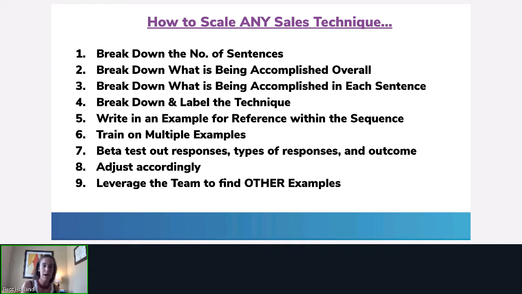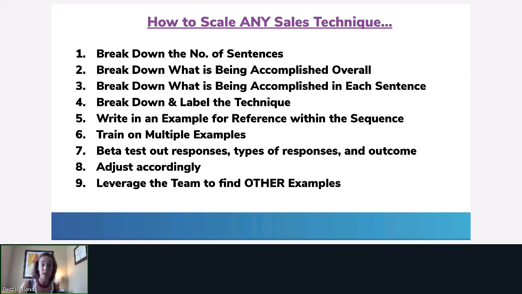Number 2, break down what's being accomplished overall. Like, what is the point of the email? Am I going for a meeting? Am I going for negotiation, etc.? Number 3, I break down what is being accomplished in each sentence. And a great example is, a lot of times the first sentence will be the reason for my outreach. It'll be basically the premise of why you're reaching out. So you want to look at each sentence and see what's being accomplished.